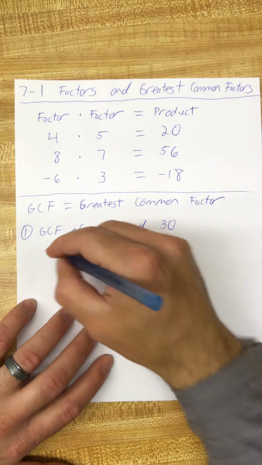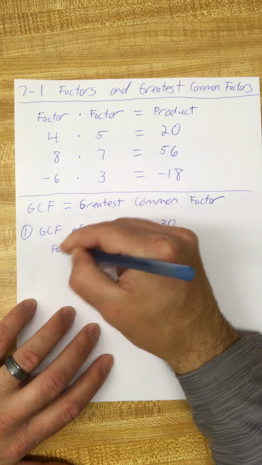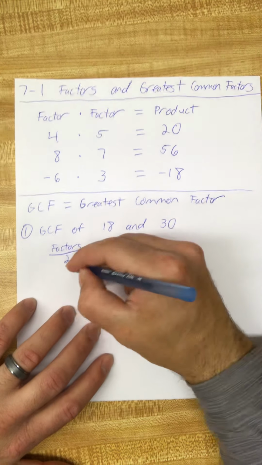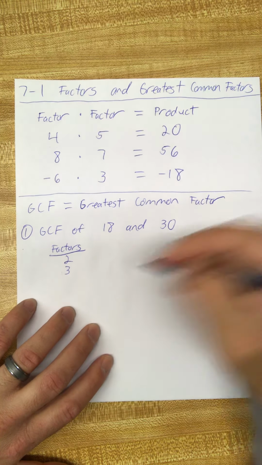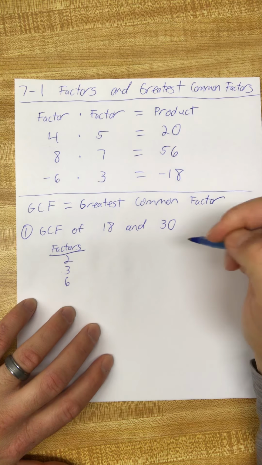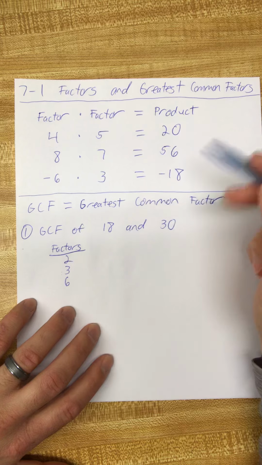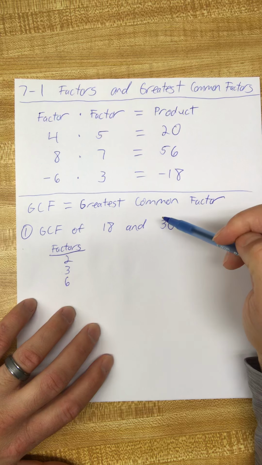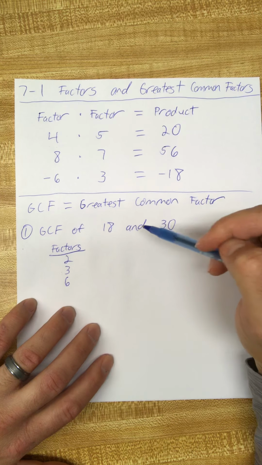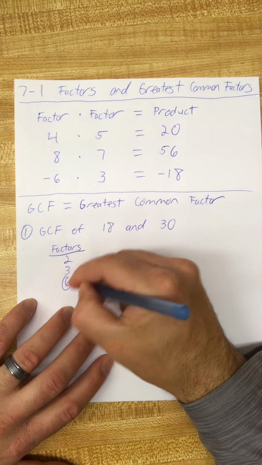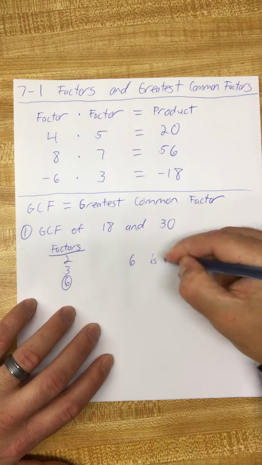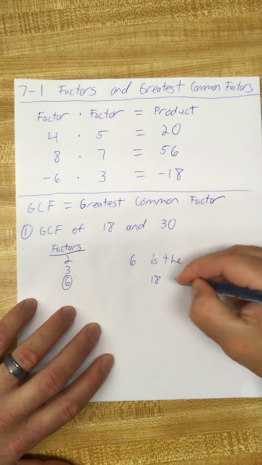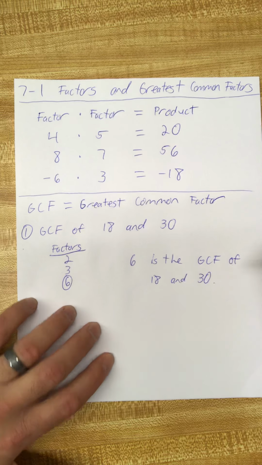Okay, they have a lot of factors. I would start going down the line here. Does 2 go into 18 and 30? Yes, it does. You got 2. Does 3 go in? Yeah. Does 4? No. 5? No. 6? Yes. 7, 8, 9, 10. No, that's it. So you have 3 factors in common here: 2, 3, and 6. But we need to make sure we're choosing the greatest factor. So 6 is the GCF of 18 and 30.